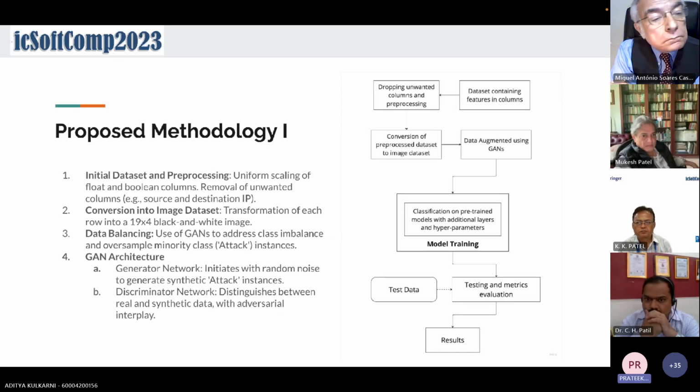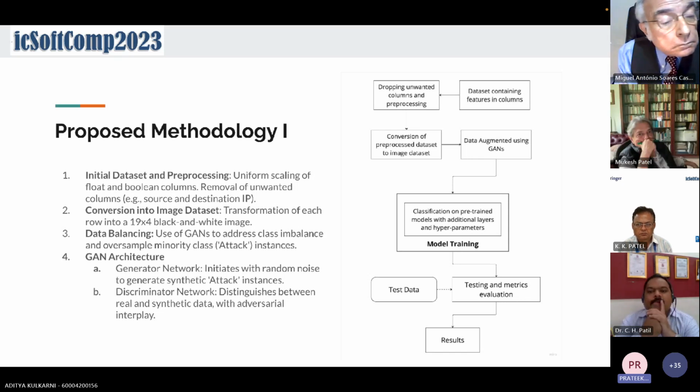What we have proposed here in our work is that we have used a data set which contains around 76 features such as the protocol in the network traffic used, and we have processed this data, cleaning the data set, and we have converted each and every network traffic instance into a visual representation of a 19 cross 4 black and white image.